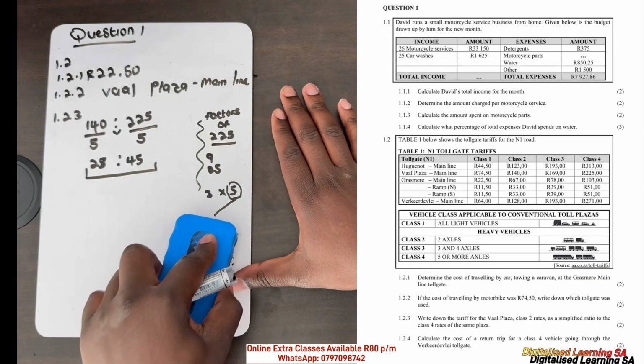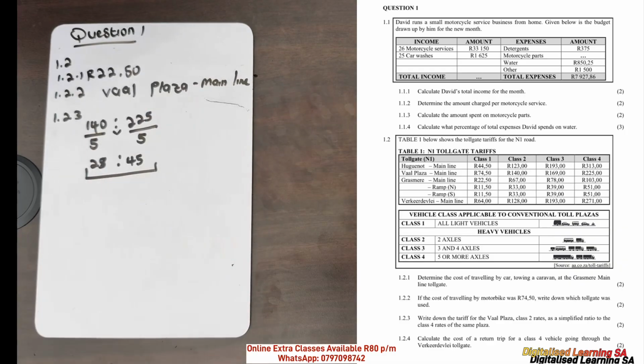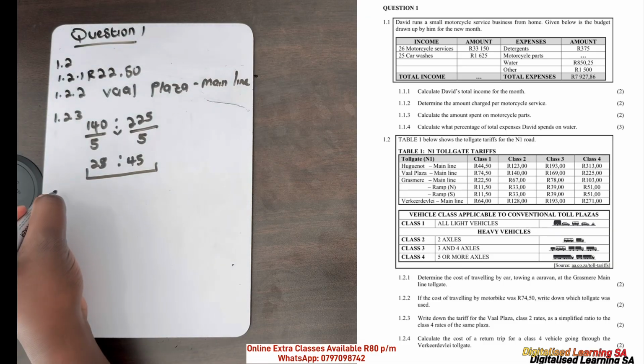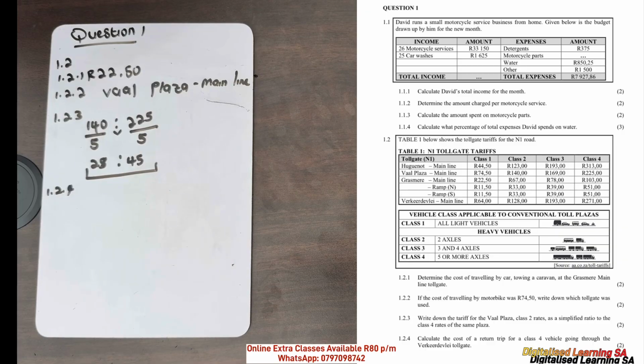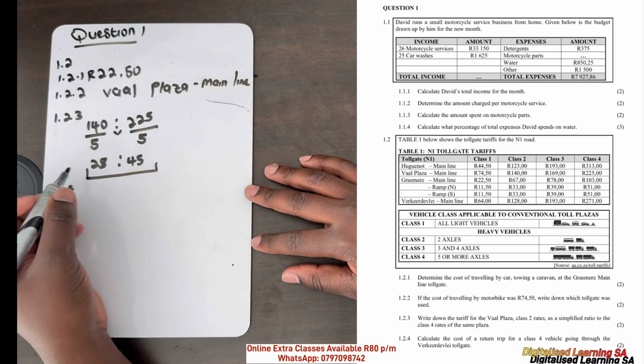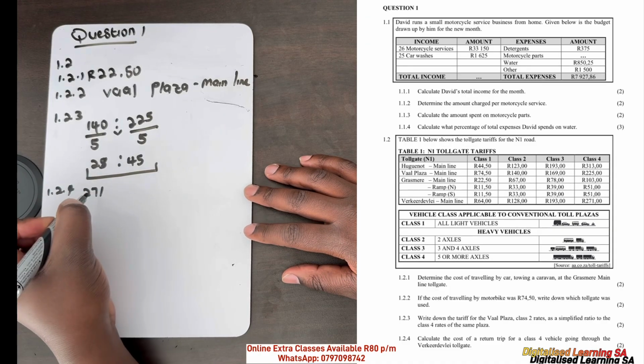Okay, so now let's move to our next question, which is question 1.2.4. So question 1.2.4 says that calculate the cost of a return trip for a class 4 vehicle going through the Devley toll gate. So the last toll gate is Delphi toll gate. So we can see that it costs 271 for class 4.